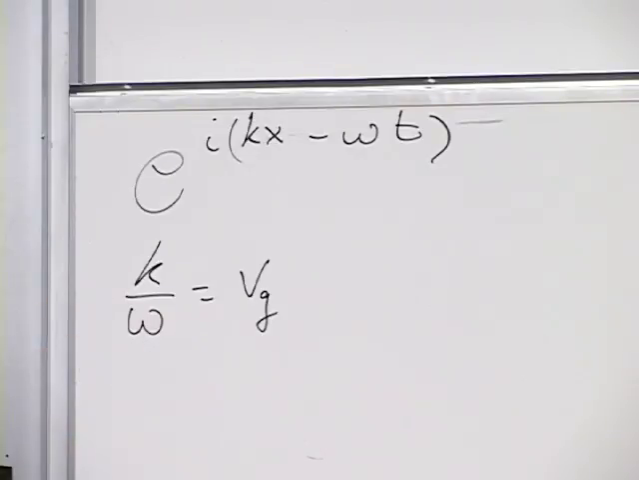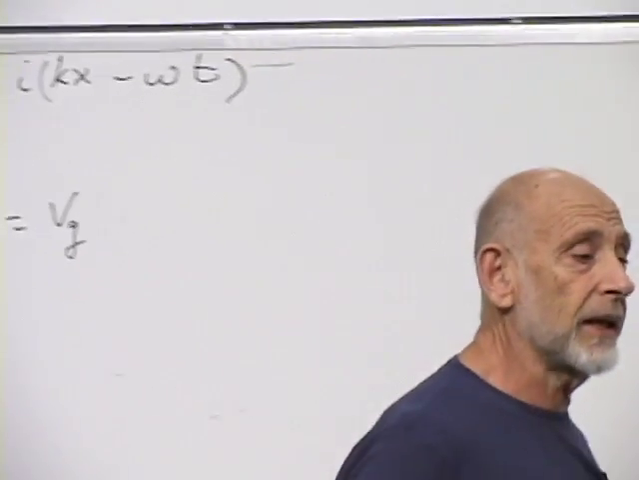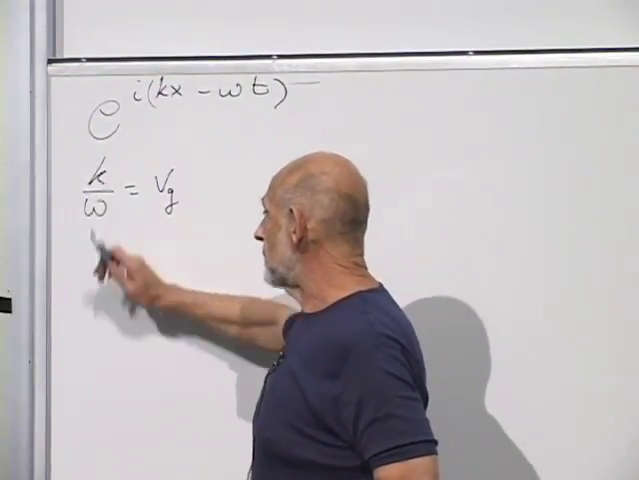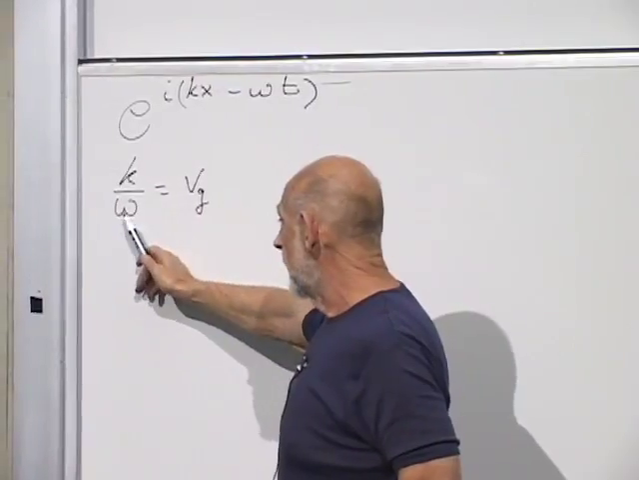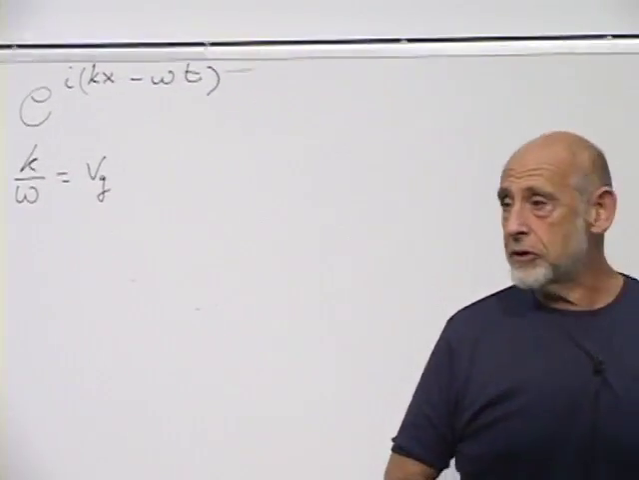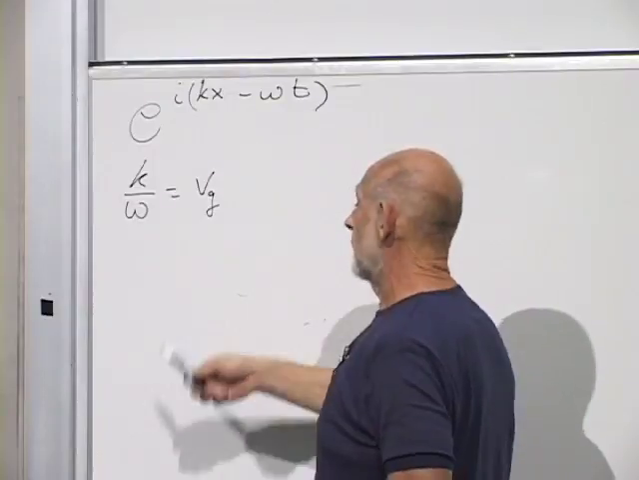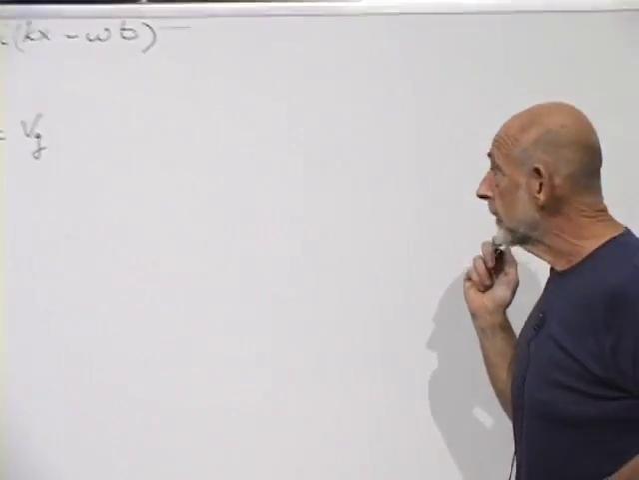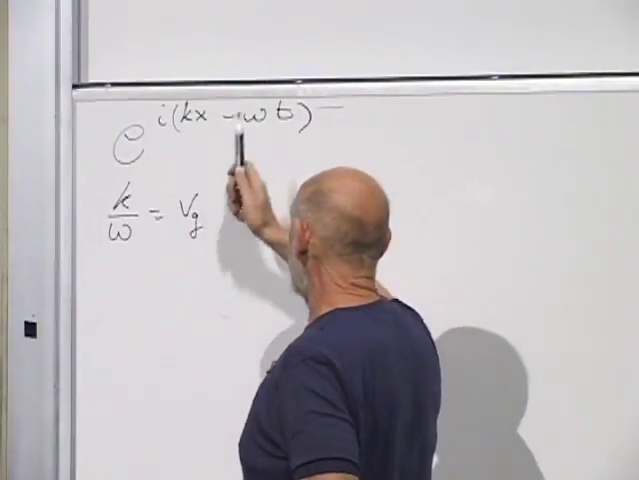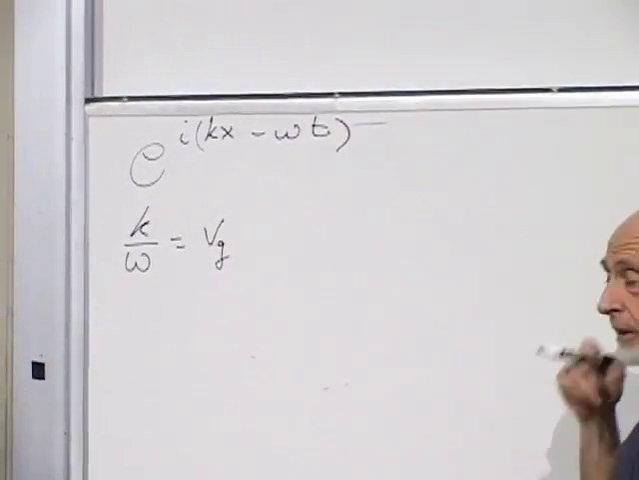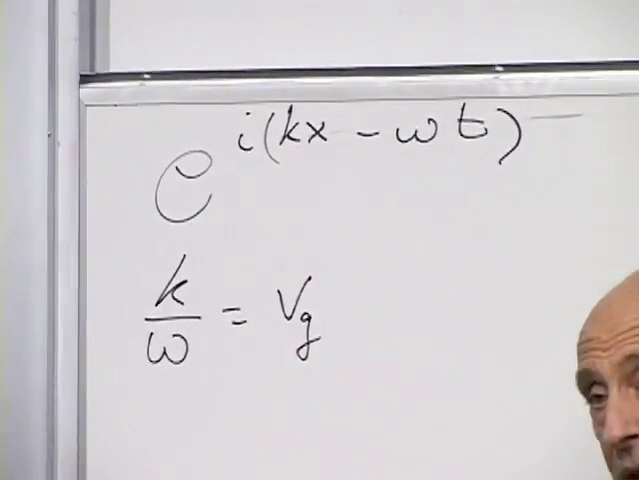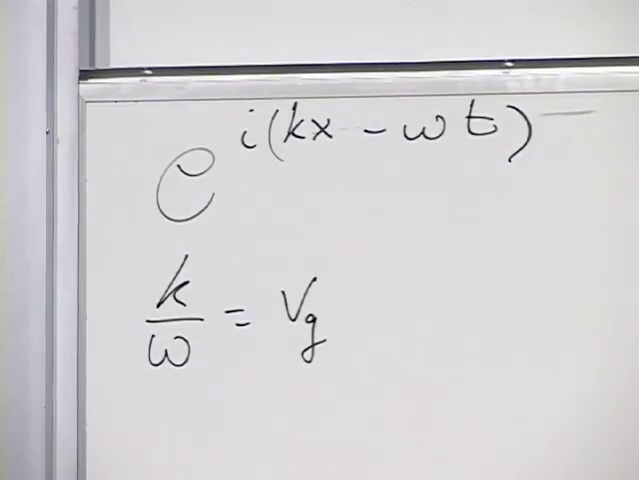And when you write this, you may think I mean the absolute value of k. But k can be positive, k can be negative. Omega can be positive or omega can be negative. I really mean the ratio with its appropriate sign. If k is negative and omega is positive, this describes an object whose velocity is to the left, negative. If both are positive, then it's a velocity moving to the right. Again, if k and omega have the same sign, it's a wave moving to the right. If k and omega have opposite sign, then this ratio is negative. No problem with it. It just means the wave moves to the left.